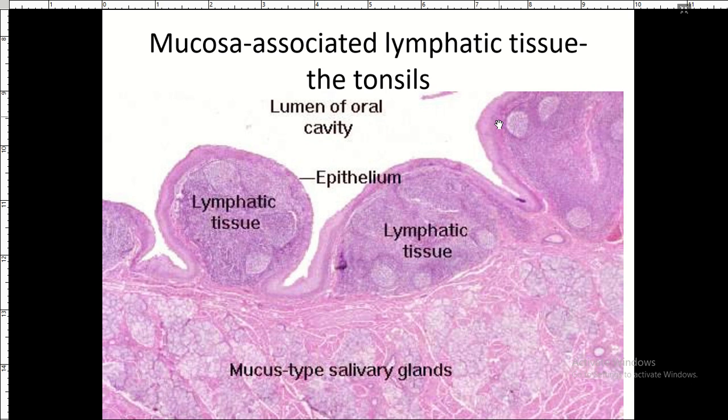If I look here, this is definitely a secondary lymphoid nodule because it has a germinal center for the proliferation of B cells and a periphery for the T cells. Understood? Another one here, another one here, and another. So this is your tonsil.